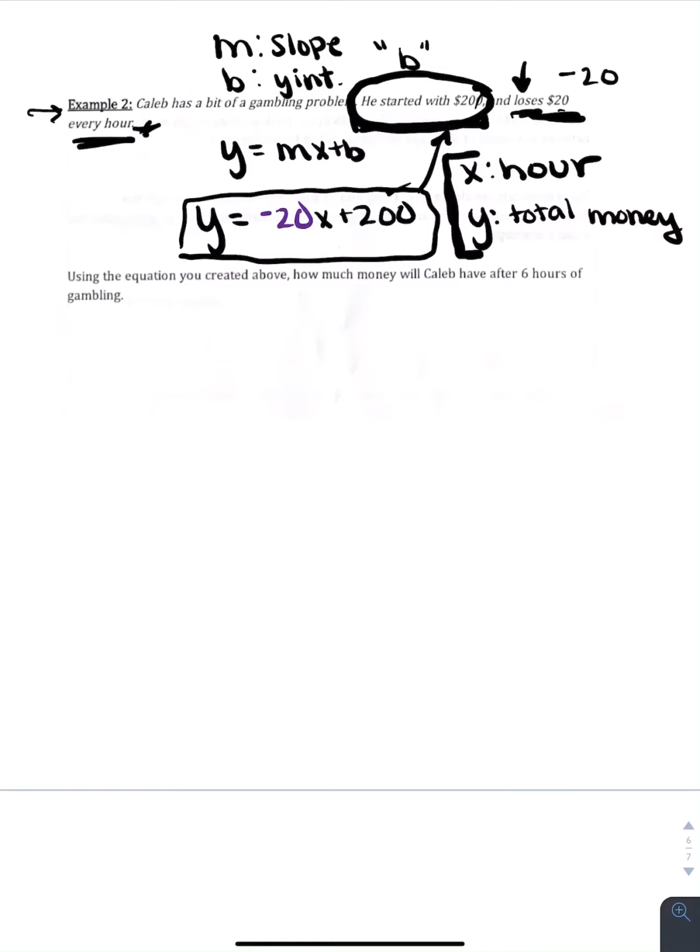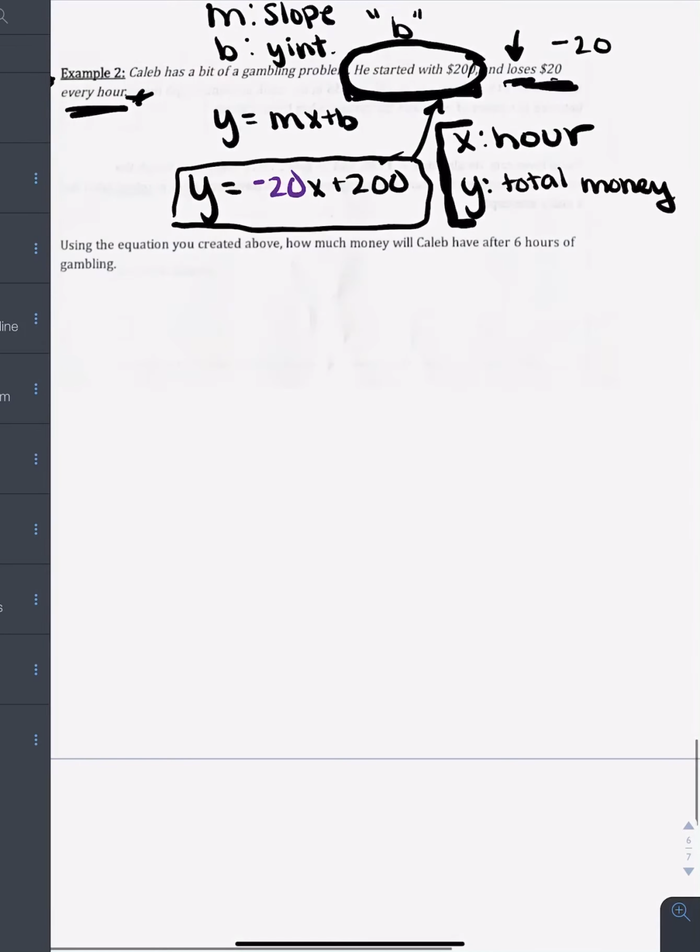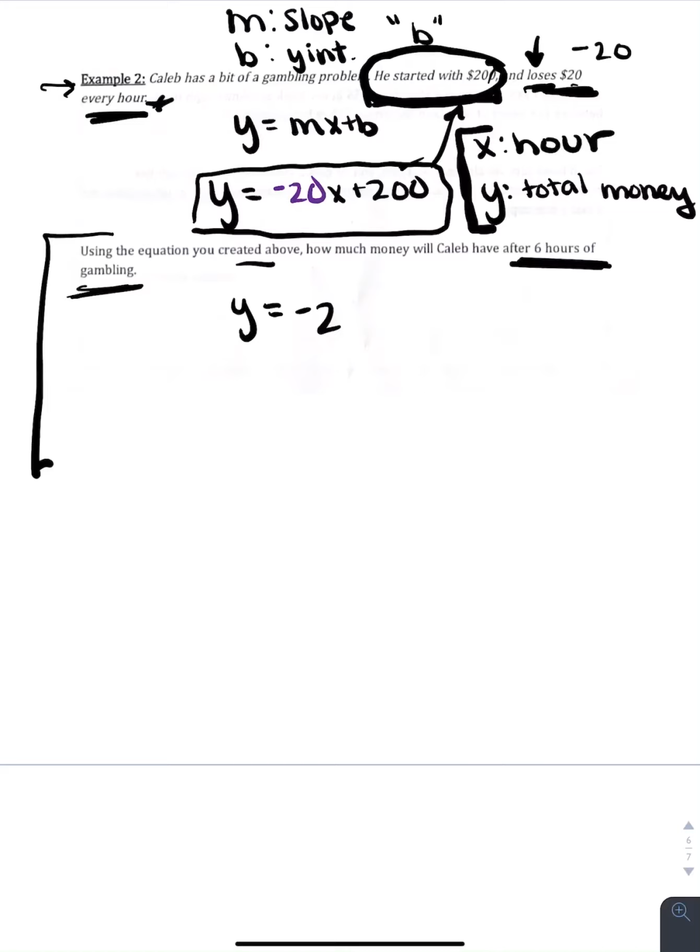Okay. Using this equation you created above, how much money will Caleb have after 6 hours of gambling? So if you haven't done this problem already, go ahead and pause and see if you can try it on your own. If not, I'm going to go ahead and continue through. So using the equation you created above, that would be this one, y equals negative 20x plus 200. How much money will Caleb have after 6 hours?